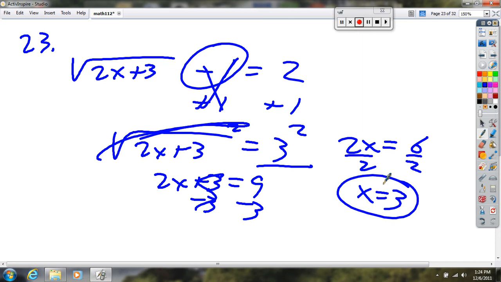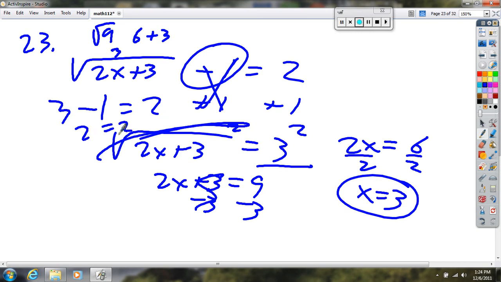Double check it. Put a 3 here. 2 times 3 is 6. Plus 3 is 9. And the square root of 9 is 3. So this becomes 3 minus 1 equals 2. And of course 3 minus 1 is 2 equals 2. So it checks. So my answer is 3.